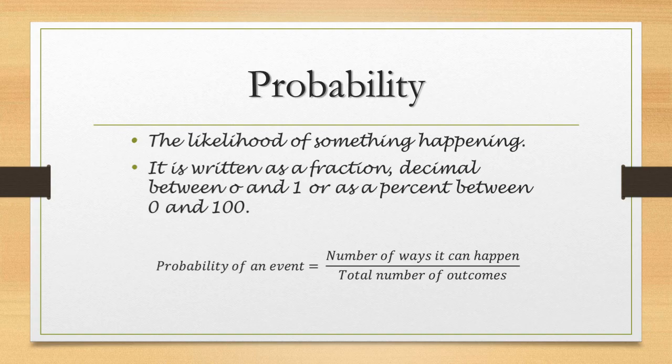So probability is the likelihood of something happening. It's written as a fraction, decimal between 0 and 1, or as a percent between 0 and 100. In this formula down here, this is what we use to find the probability of an event. It's the number of ways that it can happen divided by the number of outcomes that are possible that could happen. Okay, so today we'll be looking at a couple of different types of probability.